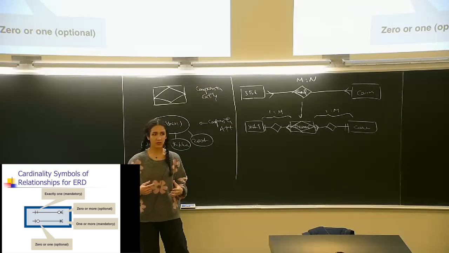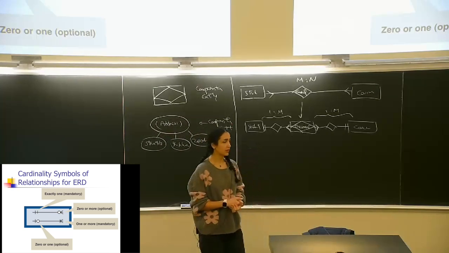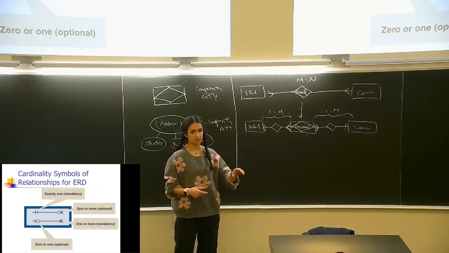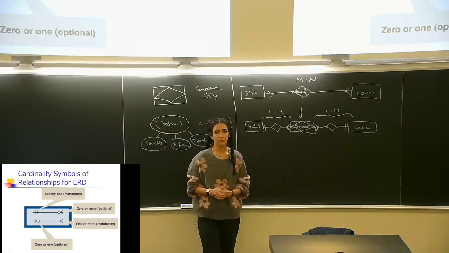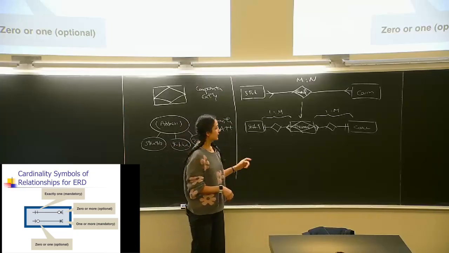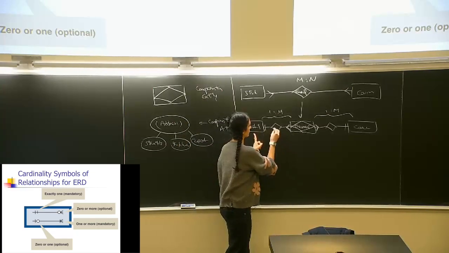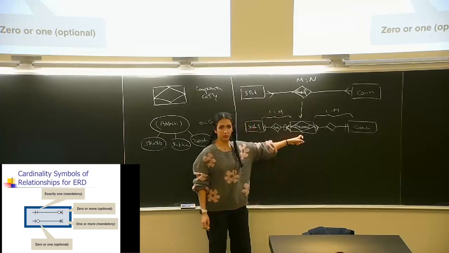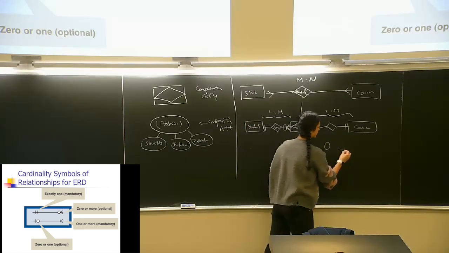Yeah, so it depends on your case and your assumptions, right? Let's say, for example, at York, we can have students that do not enroll in any courses in a specific semester, right? And if that's the case, it means that this is optional. So each student can have 0 or more enrollments. So this sign here means optional.